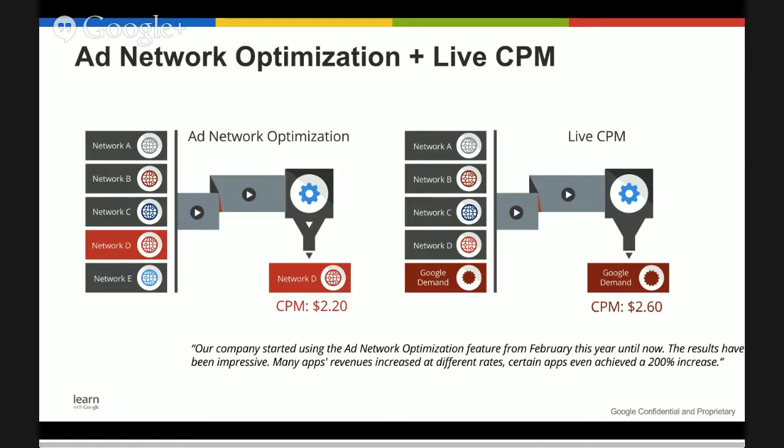We have several features when it comes to mediation. The 2 main features are ad network optimization and live CPM. I won't go into much detail with these 2 features, but in general, you will be able to set up floor prices for each network and then build up a mediation waterfall. The system will automatically prioritize each network based on the floor price and the performance of that network at a given time of the year, the day, or the week.